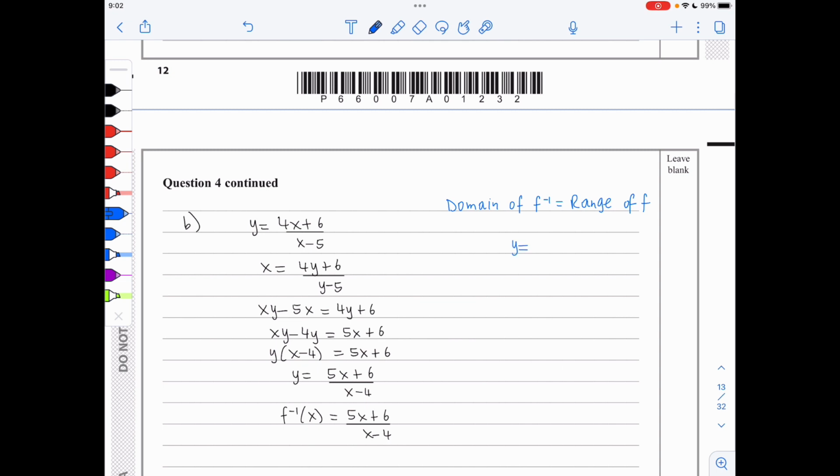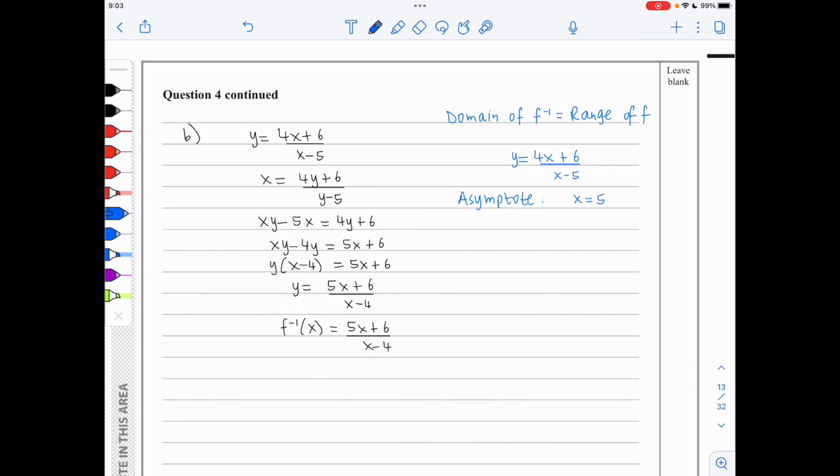Now recall that f of x had the equation y is (4x plus 6) over (x minus 5). We've got a vertical asymptote at x is 5. It's the point at which we've got division by 0, and therefore the function is undefined. For the horizontal asymptote, we need to consider the behavior of y as x tends to infinity. So we can say that the plus 6 and the minus 5 are insignificant when x grows really large. And so y goes to 4x over x, or simply 4. And so the horizontal asymptote is at y is equal to 4.